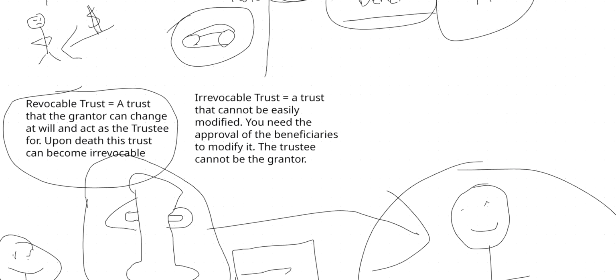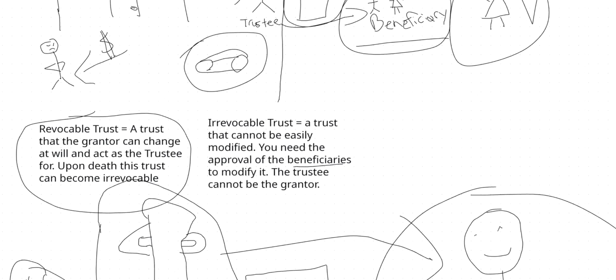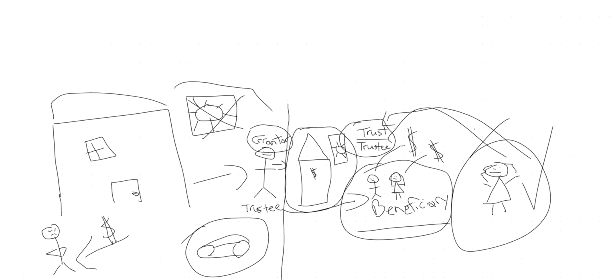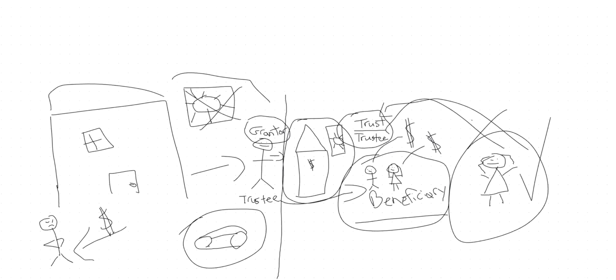But you said it's irrevocable now, and the beneficiary's died. Look what it says here: you need the approval of the beneficiaries to modify it. But there's no more beneficiaries. They're dead. So it goes back to the grantor being allowed, because now there's no beneficiary to oppose it. He puts a new beneficiary in.